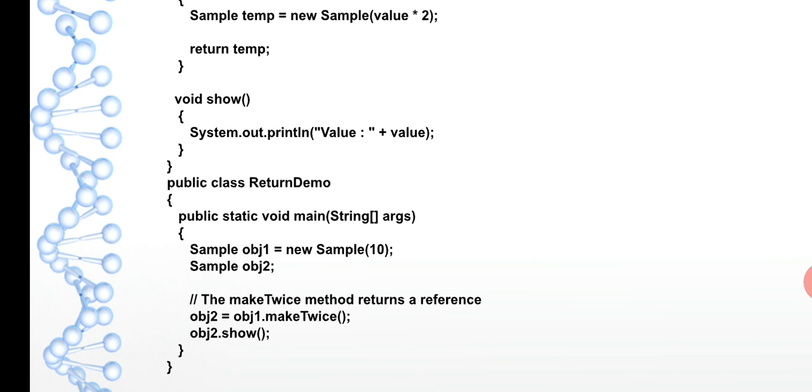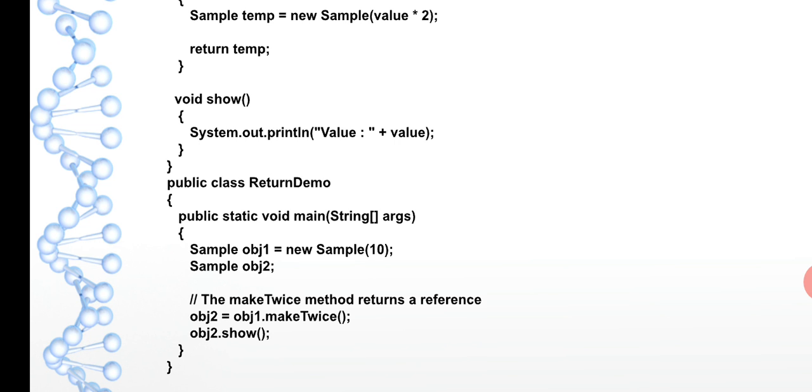Now what you are going to do: obj2 = obj1.makeTwice(). What exactly is happening here? Using obj1, you are calling the makeTwice method. What values are being passed by default? The 10 will be passed, because using obj1 you assigned 10 to value. So obj1 will have the value 10, and using that 10 you are going to call the makeTwice method.